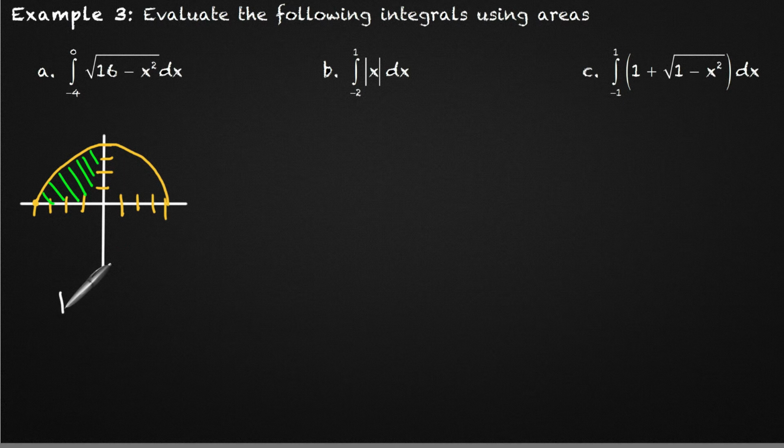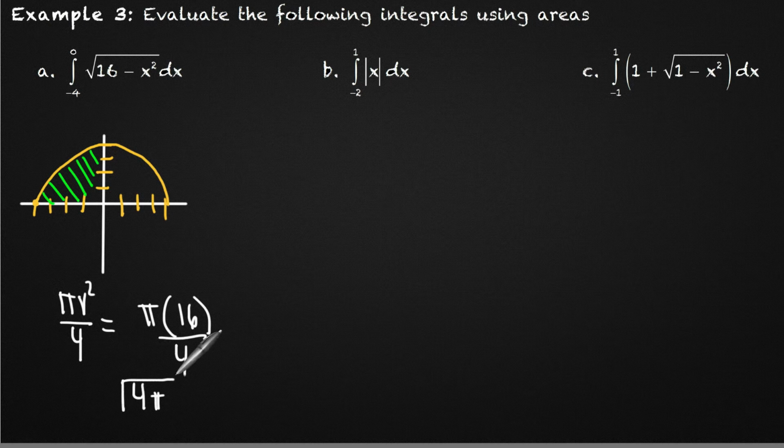So we're going to do pi r squared over 4, which is the area of a circle divided by 4. So that's going to be pi, and then the radius is 4, so that's going to be 16 when you square it, divided by 4, and that's going to give you 4 pi. All right, so now we're going to do the absolute value function.